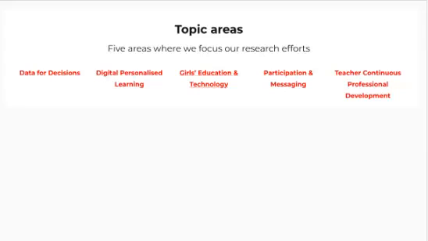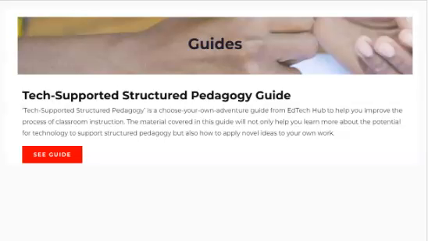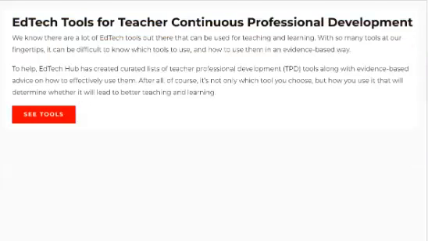They focus on 5 topic areas as seen here: data for decisions, digital personalized learning, girls' education and technology, participation in messaging, and teacher continuous professional development. This is not an exhaustive list, but these are the areas they most widely focus on. Here's one example of some professional development available for educators. And at first glance, this page may look like it's a professional development tool for education. However, it's really not. This is an example of EdTech Hub at its finest.